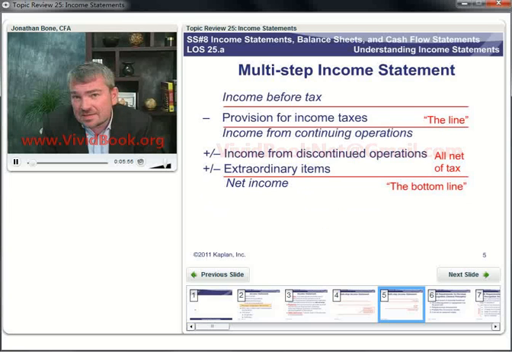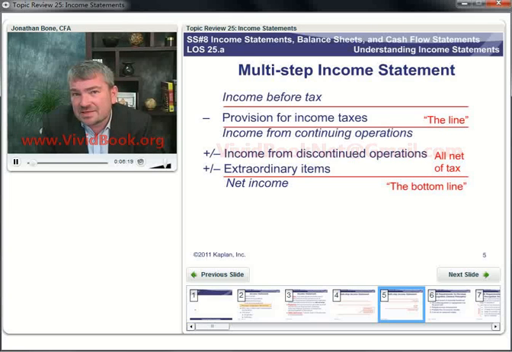So it's provision for income taxes, and we're going to see it's made up of two things: taxes payable to the tax authorities plus the change in deferred tax assets or liabilities. In fact, an increase in a deferred tax liability is going to increase the tax expense. An increase in a deferred tax asset will reduce it, but we're going to see that in a later reading on deferred tax. That gives us our income from continuing operations.